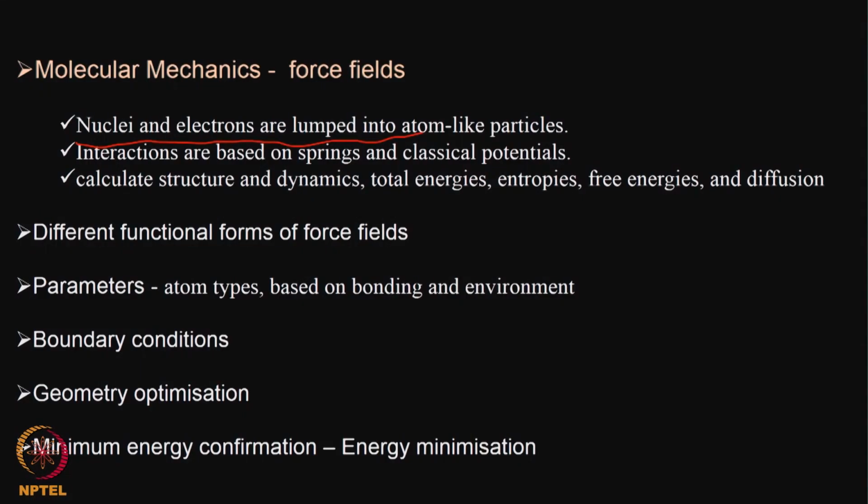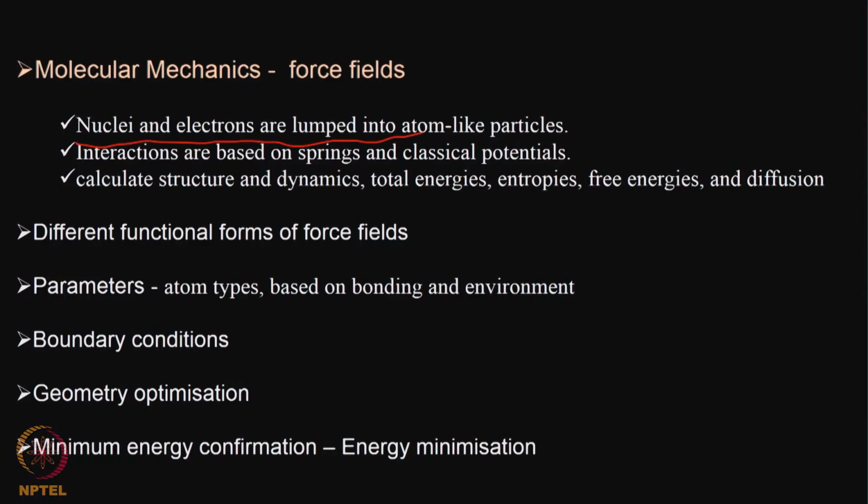Molecular mechanics, just to recap, nuclei and electrons are lumped into atom like particle. So you do not differentiate between the electrons and the nucleus. So we do not see electron repulsion, nucleus electron attraction and so on. So they are based on the springs and classical potentials. Hooke's law comes into picture. So if the bond length is extended delta x, then the bond energy associated will be proportional to delta x square, okay, and so on, actually delta x square.